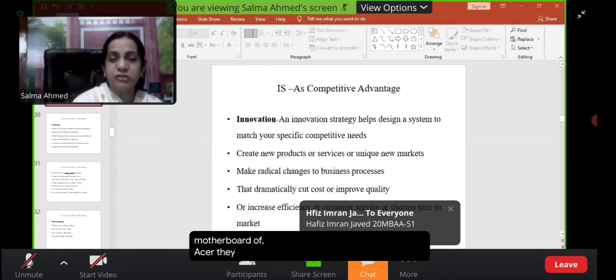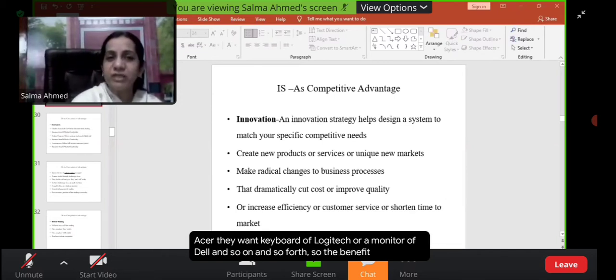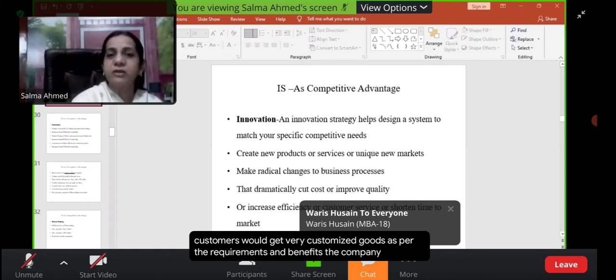The benefit was that the customers would get very customized goods as per their requirements, and the benefit the company got was that they did not have stock of goods left with them, and as such they were able to reduce the cost.